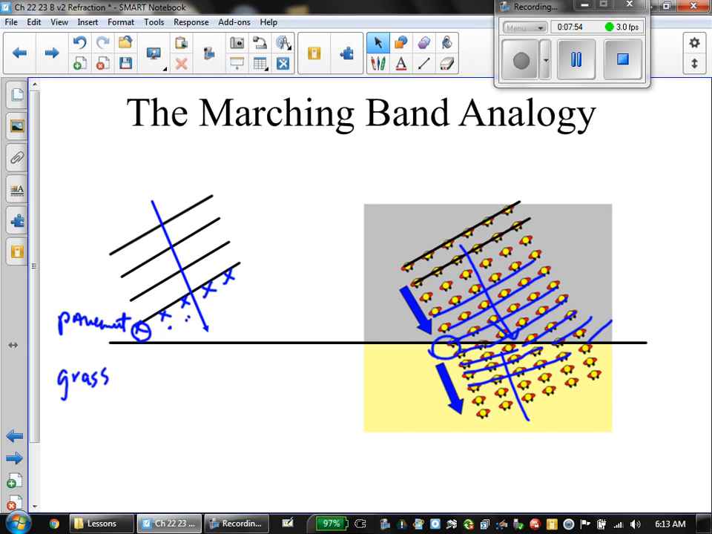Now, how much it changes direction, again, depends upon the different media. So if you go from something very fast to something very slow, you'll see more bending. But this analogy, and you'll see this if you watch the Bozeman, he has an animation that shows it nicely.